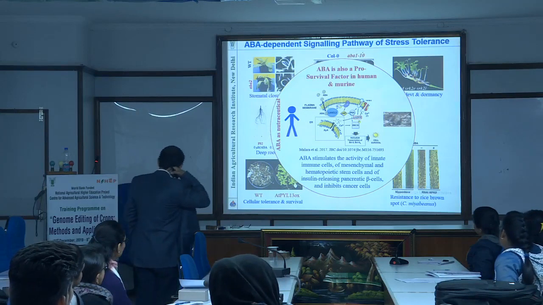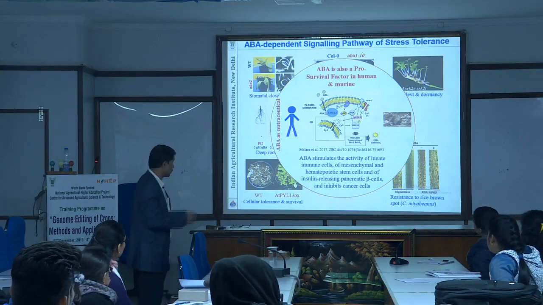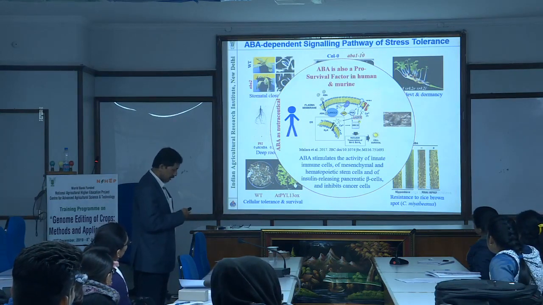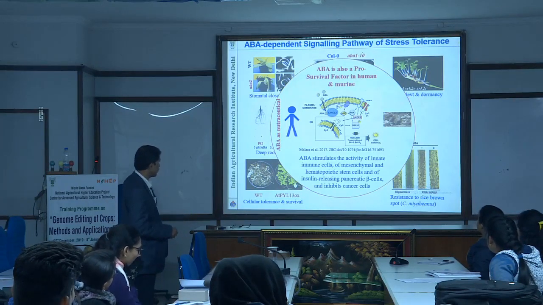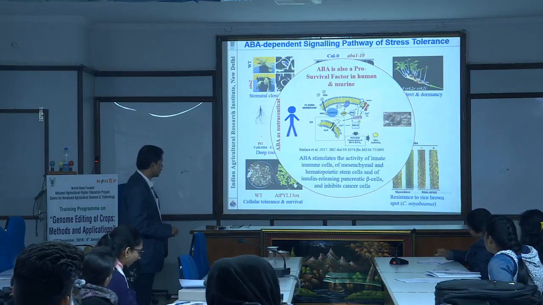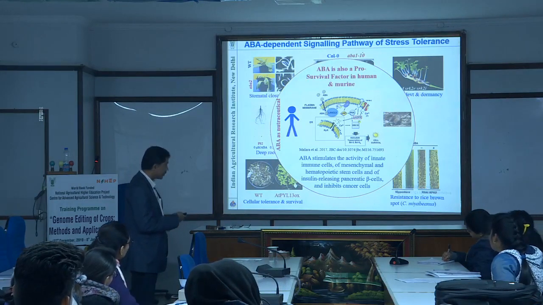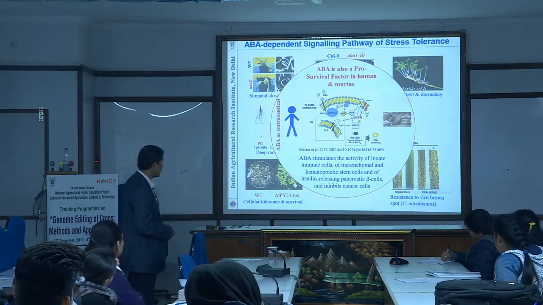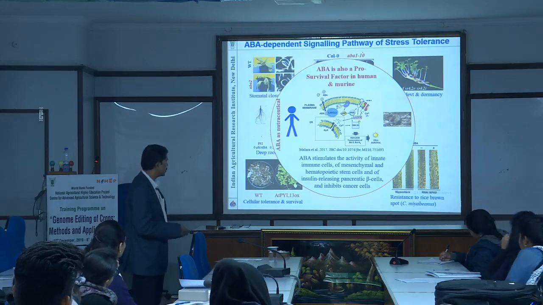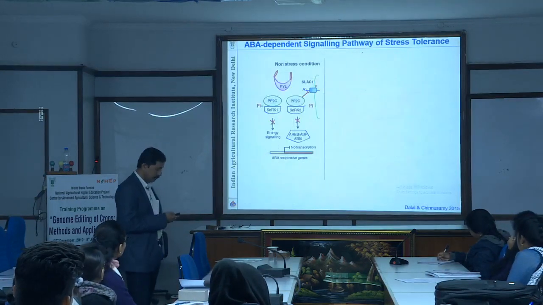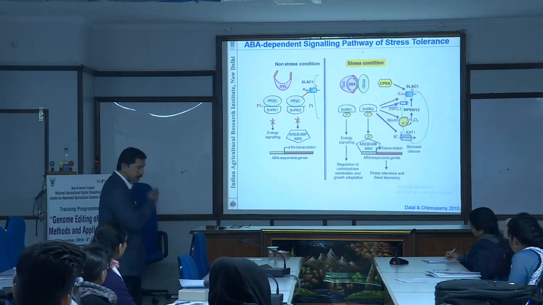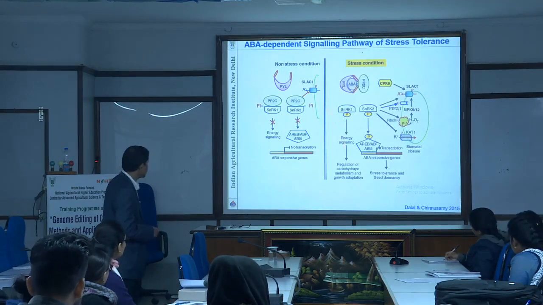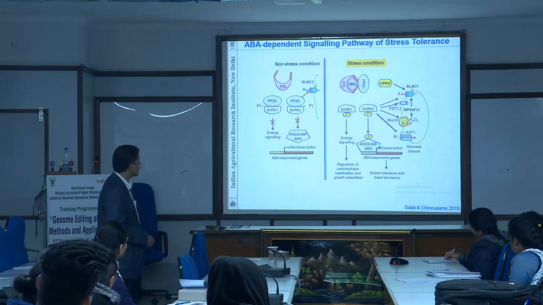And ABA is also an important nutraceutical, because it is not only a plant hormone, it is also an important hormone in human beings, where it controls everything from innate immunity to the insulin response. So it is a pro-survival factor in plants also. The ABA signaling pathway, at least the core pathway, is well established now. So you know what the positive and negative regulators are.